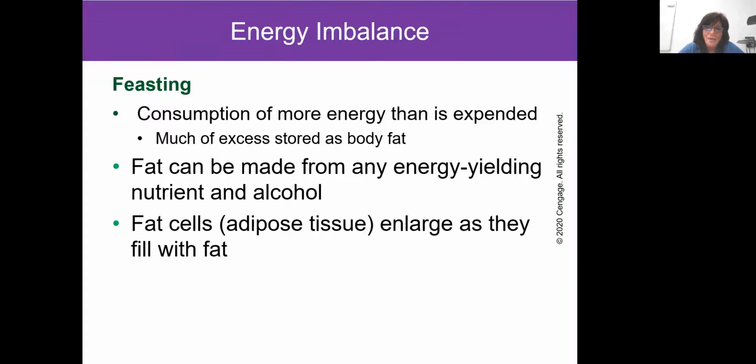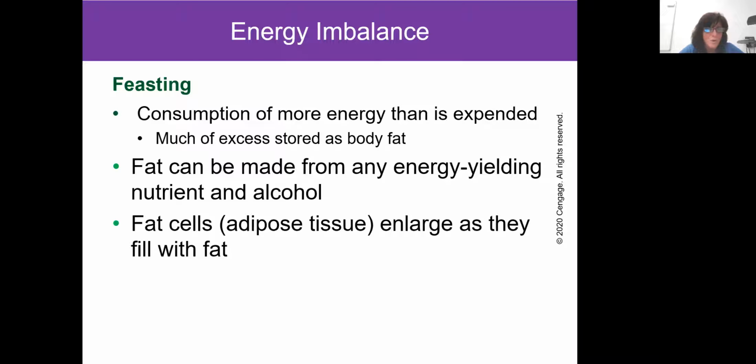So with energy imbalance, the first one we'll talk about is feasting, right? Consumption of more energy than you expend. And that gets stored as fat. Thanksgiving is what comes to mind. So we eat, and we eat, and we eat until we can't keep our eyes open. And you're not doing anything. And so that's all going to turn to fat.